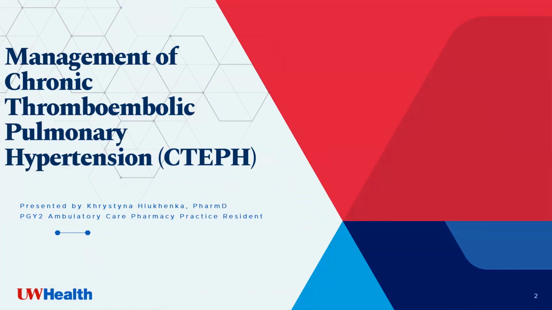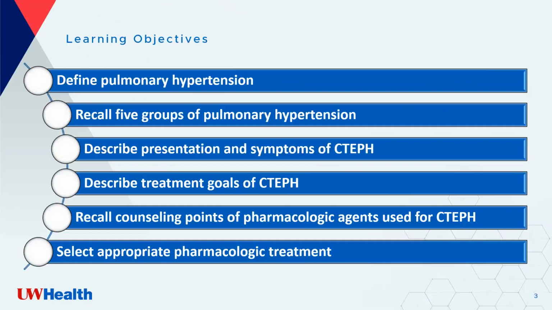My name is Khrystyna, and I'm a PGY2 ambulatory care resident here at UW, and today we'll be talking about management of chronic thromboembolic pulmonary hypertension. For the purposes of this presentation, I'll refer to it as CTEPH. I hope that by the end of today's lecture, you'll be able to define pulmonary hypertension, recall the 5 groups of pulmonary hypertension, describe presentation symptoms of CTEPH, describe treatment goals, and recall some common counseling points for pharmacologic agents for CTEPH treatment, as well as select appropriate pharmacologic therapy.